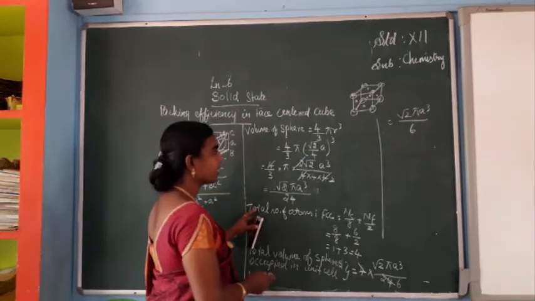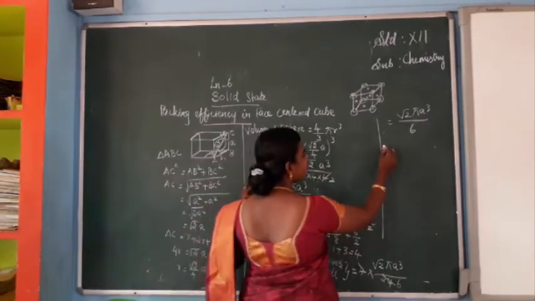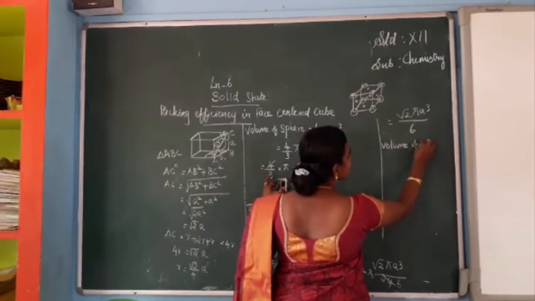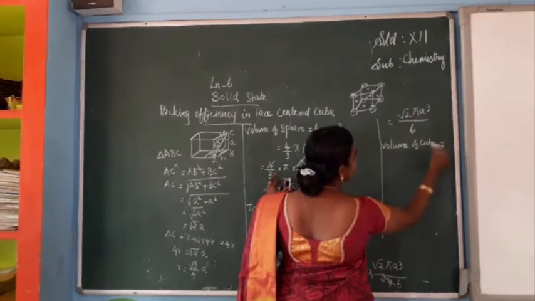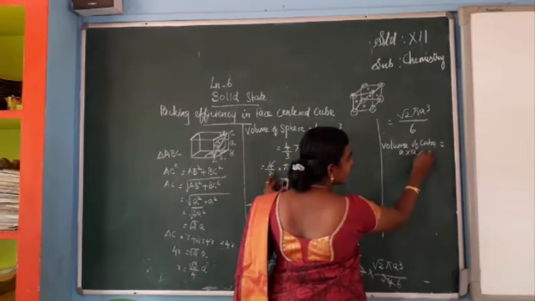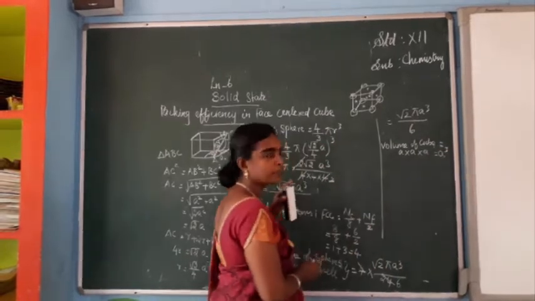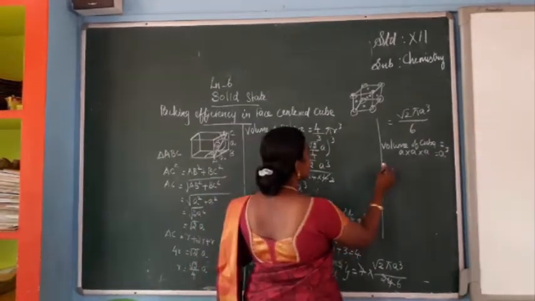So next, packing efficiency. For calculation we need volume, isn't it? So the volume of the cube is equal to a into a, equal to a cube. Okay. So next, packing efficiency.